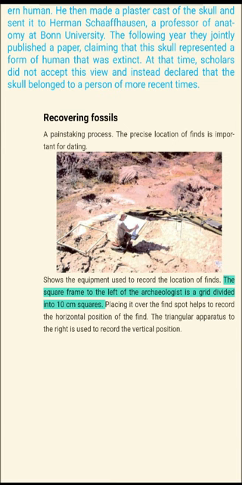The square frame to the left of the archaeologist is a grid divided into 10 centimeter squares. Placing it over the find spot helps to record the horizontal position of the find. The triangular apparatus to the right is used to record the vertical position.